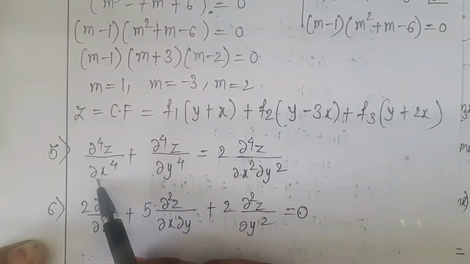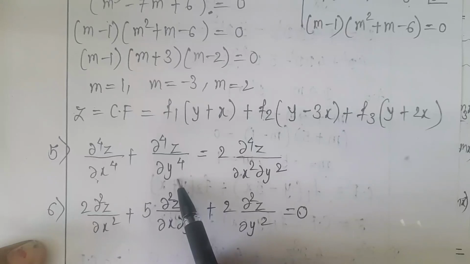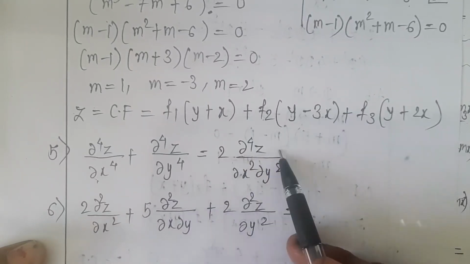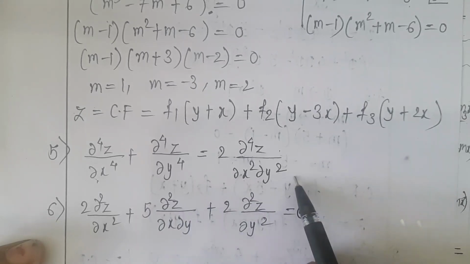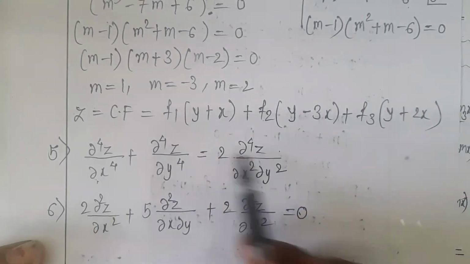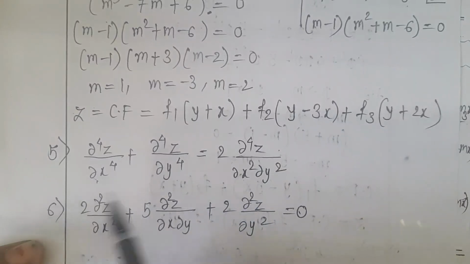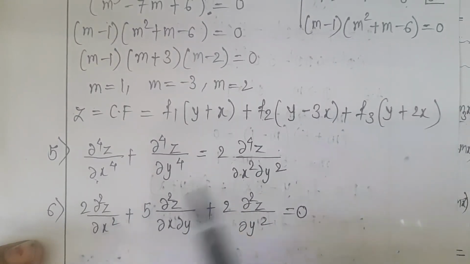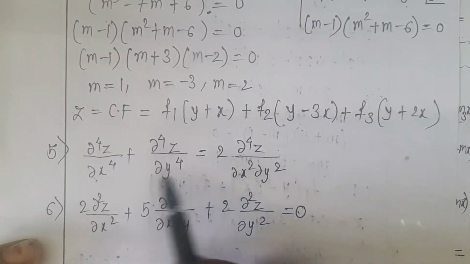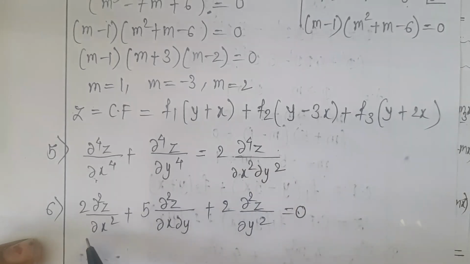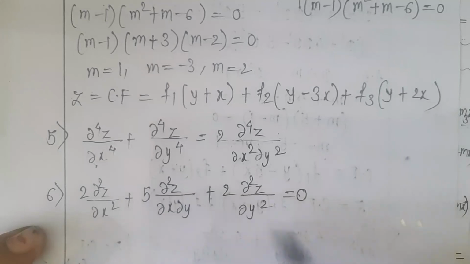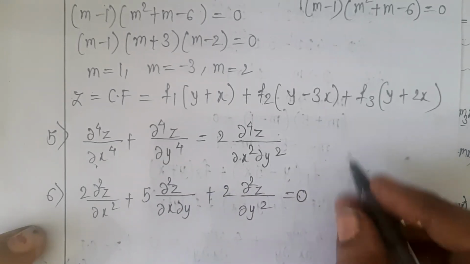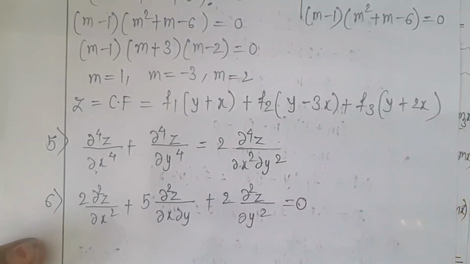Del to the power 4 by del x to the power 4 plus del to the power 4 by del y to the power 4 is equal to 2 del to the power 4 z by del x square del y square. So you can use the synthetic division method here, because again it is a fourth order equation. Or directly by using the formula also you will get the answer. Next, the sixth question, which is a second order partial differential equation. So you can try these two examples at home by using a similar method.